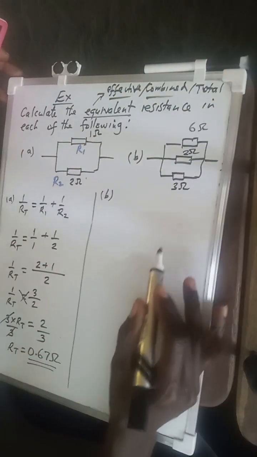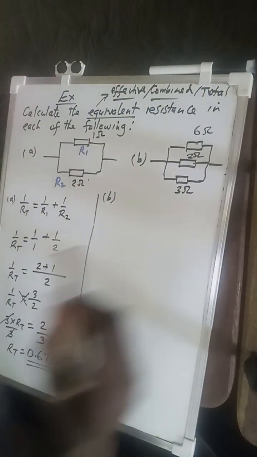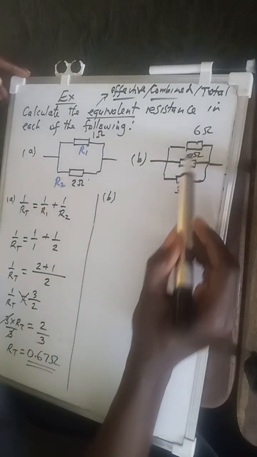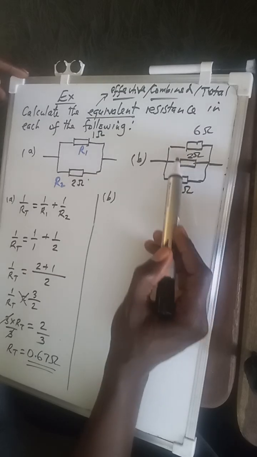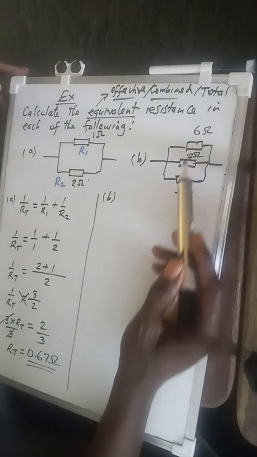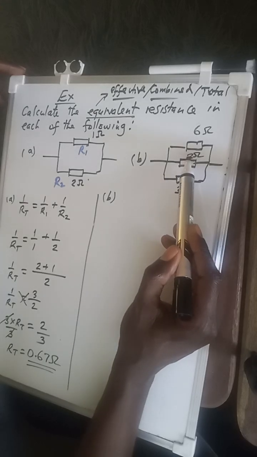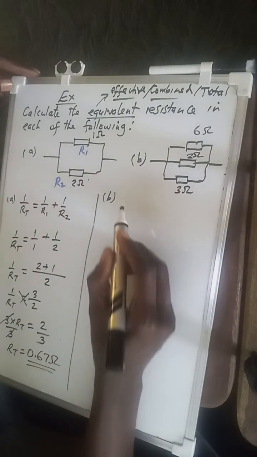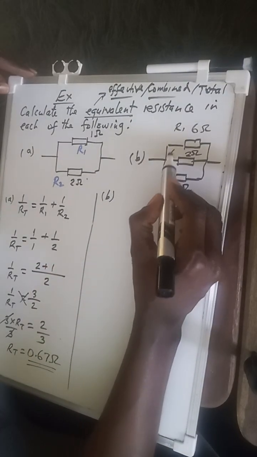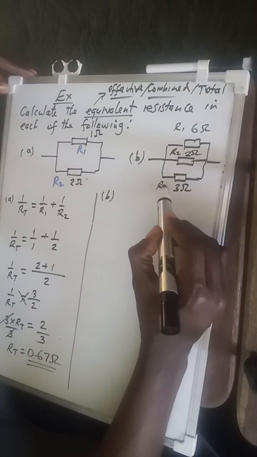If I look at the B part, when we find the total resistor, we don't expect it to exceed 2. 2 is the lowest resistor for these resistors arranged in parallel. So when you calculate, it can either be 2 or less than 2. Let's find out. Because there are 3 resistors, I'll call this one R1, this one R2, and this one R3.